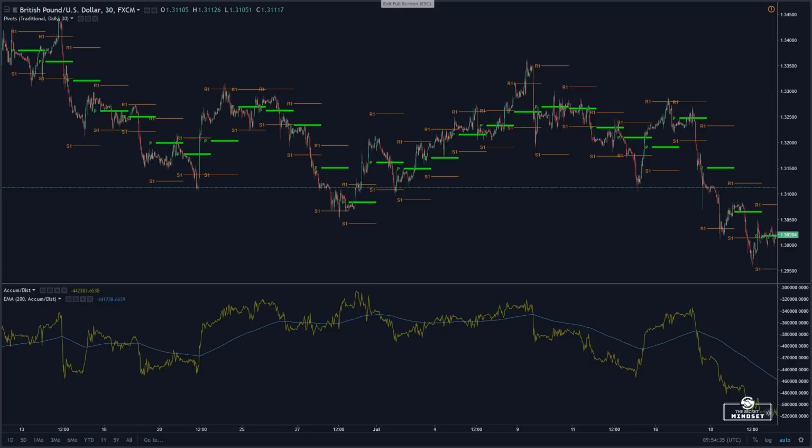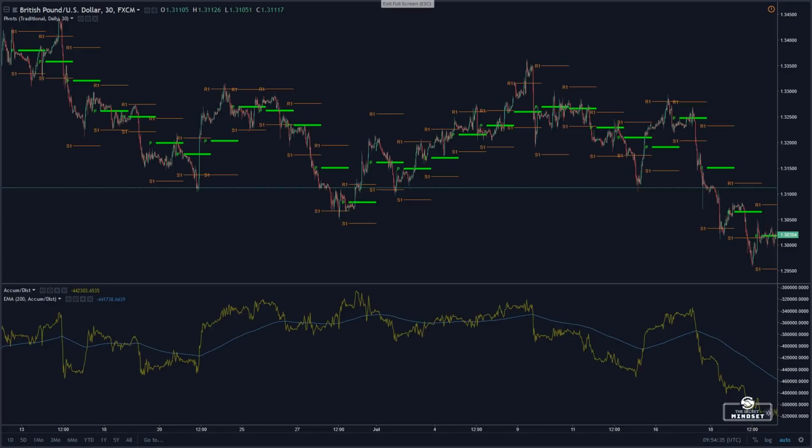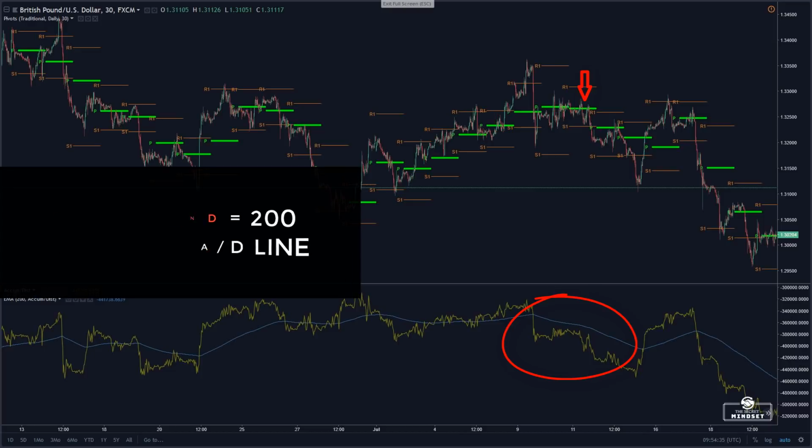Now, here's how we take the signals. We aim to buy at the central pivot point if the crossover of the 80 line and the 200 EMA indicates an uptrend. This means that the 200 EMA is below the 80 line. And we also aim to sell at the central pivot point if the crossover of the 80 line and the 200 EMA indicates a downtrend. This means that the 200 EMA is above the 80 line.